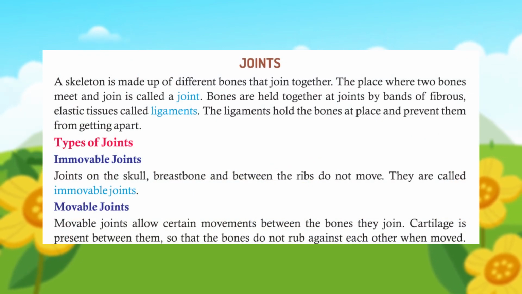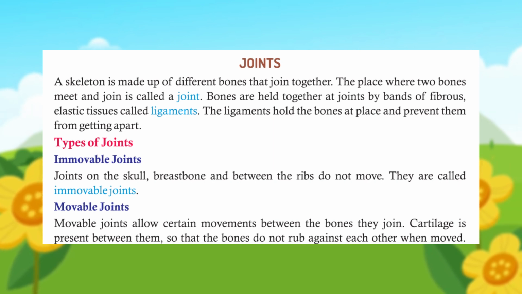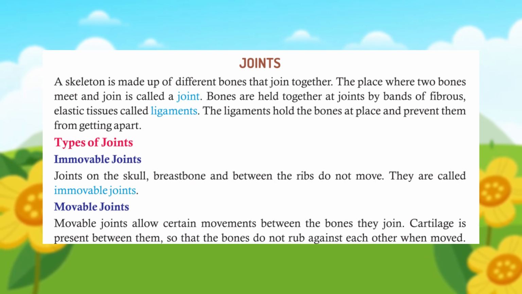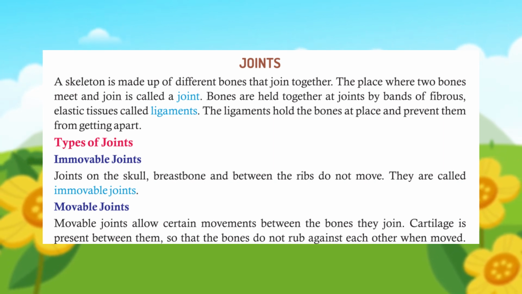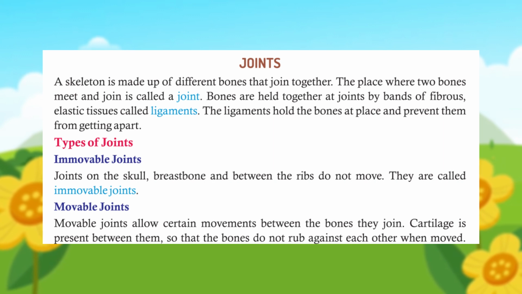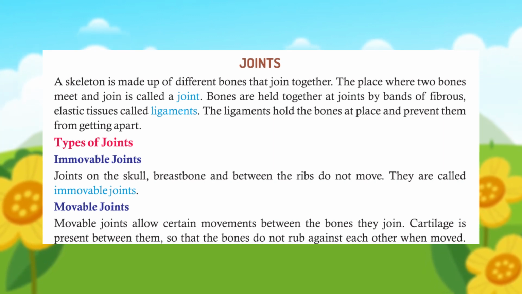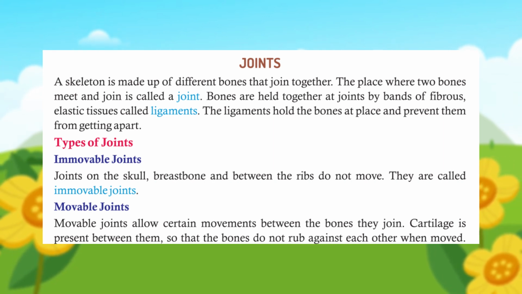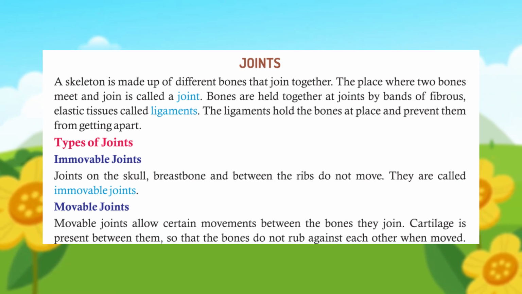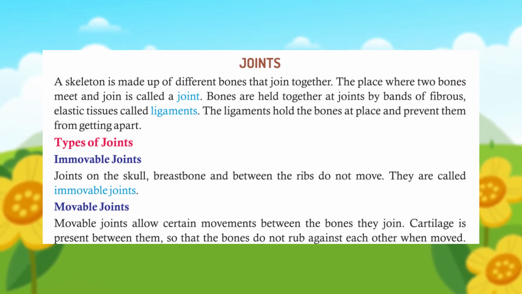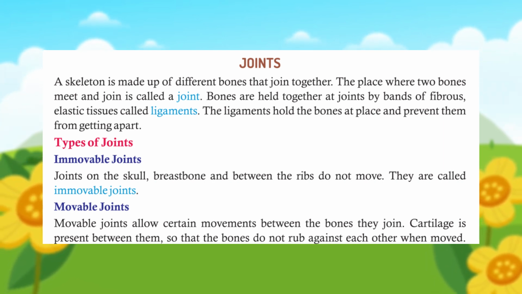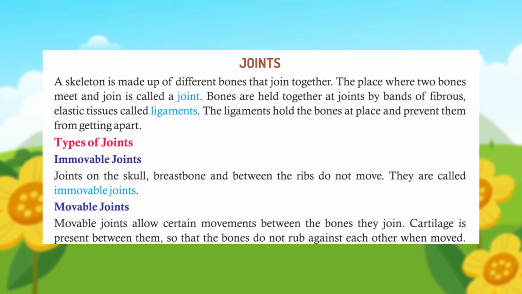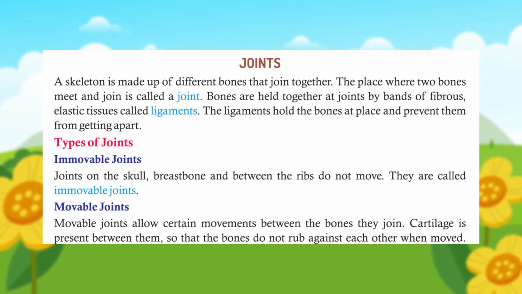Joints. A skeleton is made up of different bones that join together. The place where two bones meet and join is called a joint. Bones are held together at joints by bands of fibrous, elastic tissues called ligaments. The ligaments hold the bones in place and prevent them from getting apart. Types of joints. Immovable joints. Joints on the skull, breastbone and between the ribs do not move. They are called immovable joints.